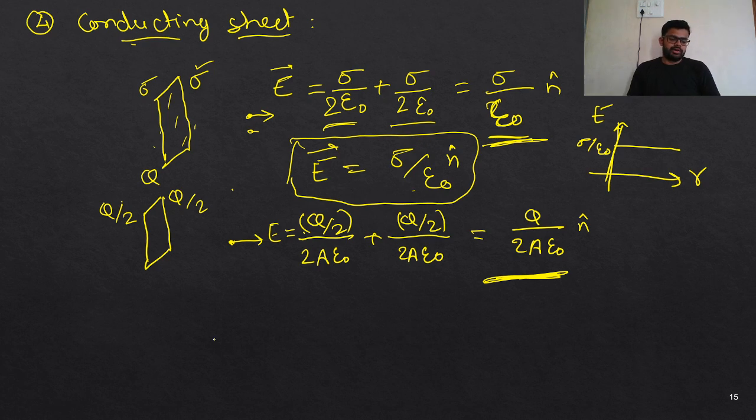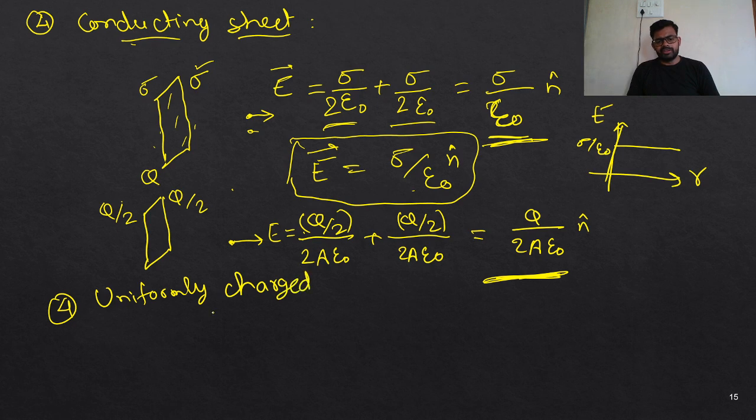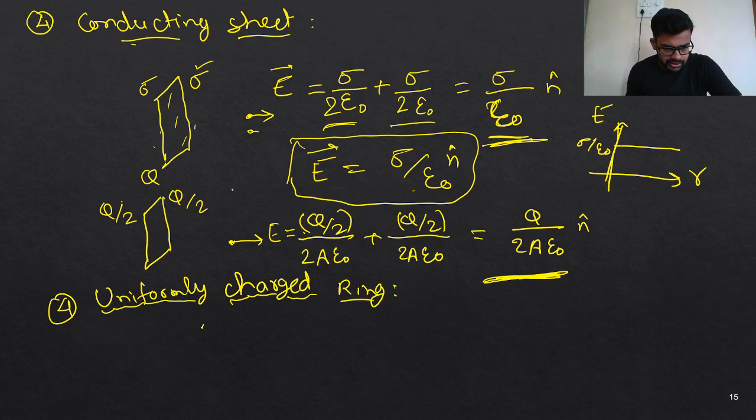That's all. So next I will talk about the uniformly charged ring. My dear friends, all formulas will be revised here, so no need to worry. If I am talking about a uniformly charged ring, what will I write? So listen, let's say this is a ring, this is its center, and this is the axis of the ring.